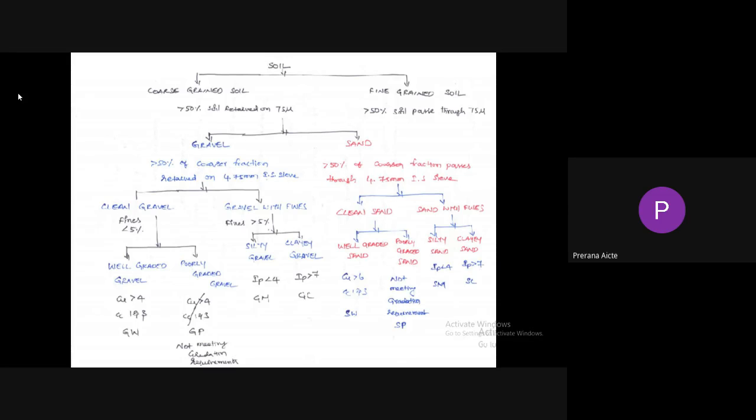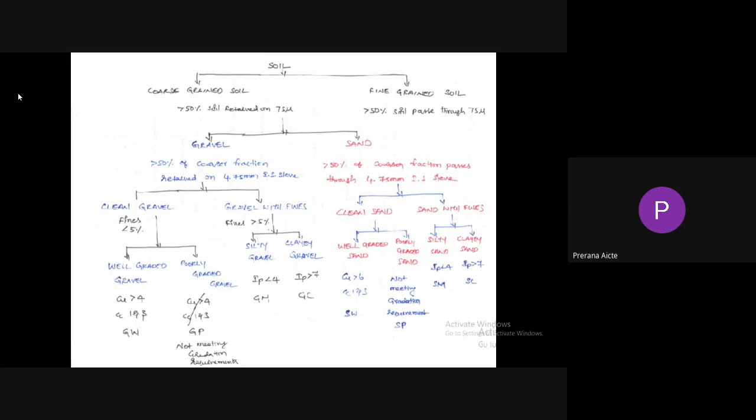Next, suppose fines is greater than 5%. So fines is present in the gravel. The fines may be silt, the fines may be clay. So we need to classify again, for which we need to find out the liquid limit and plastic limit, then the plasticity index. So plasticity index is equal to liquid limit minus plastic limit.